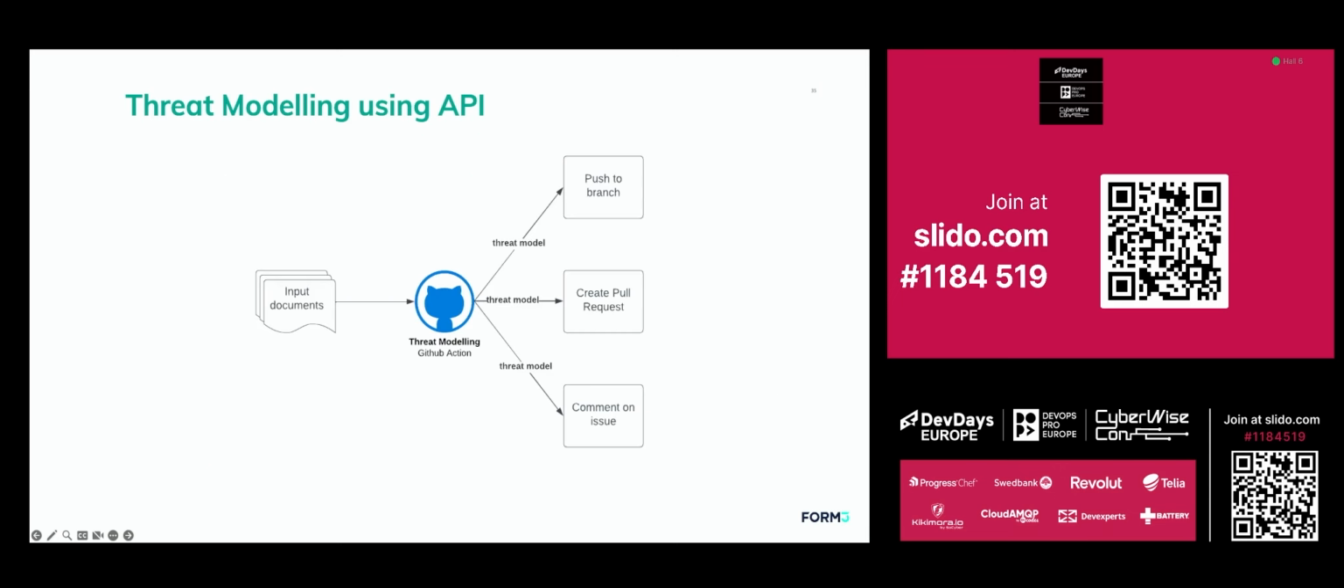Yeah, it looks like it takes the input documents, then it runs, and it can push to a branch and create a pull request, and most interesting for me, it can even comment on an issue. So if you have an issue about, let's say, something, then it can comment with the threat model on that issue.